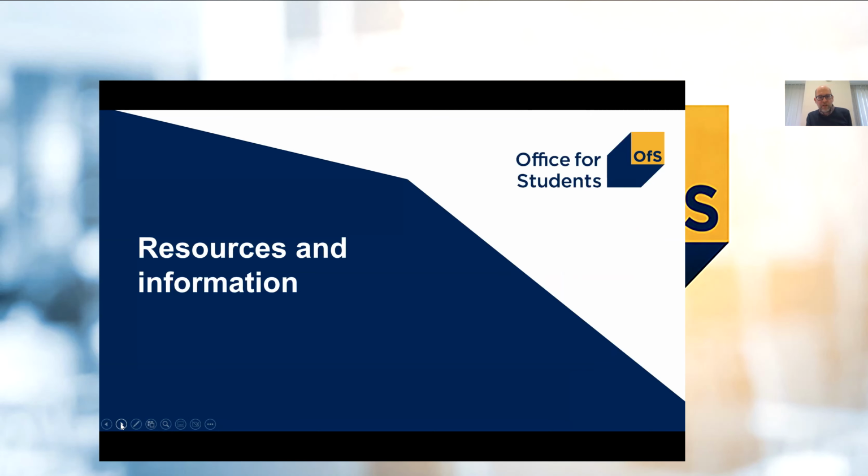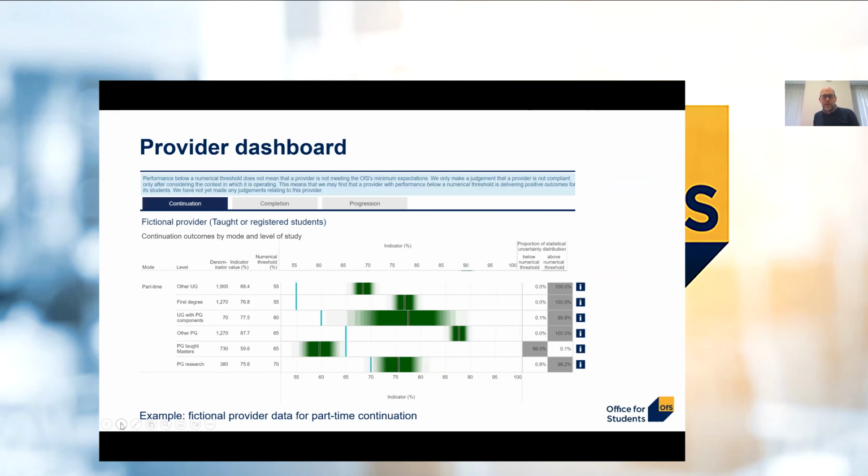So Dawn, if we can move to the next slide, I'm just going to quickly run through as a wrap up the resources that we would expect people to be making use of as we move forward from here. So prioritization categories coming out in a couple of weeks' time, and your provider dashboards are the place to start comparing those prioritization categories with your own performance. In case you've not seen these dashboards, they're on our website. Blue lines are the threshold, black lines are your performance, and the green bars represent statistical uncertainty.